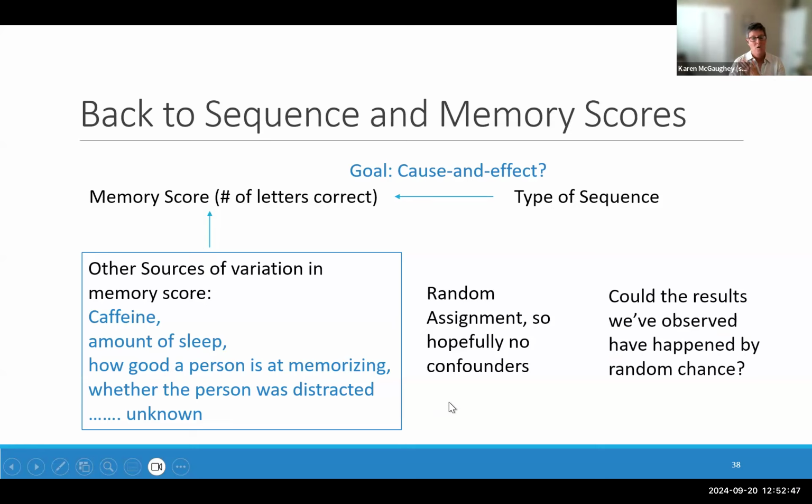And so now we're set up to ask the question, could the results we've observed happen by random chance? So now we're set up for a hypothesis test, a two-sample t-test or simulation-based inference, perhaps, to address this question more fully between type of sequence and memory score.